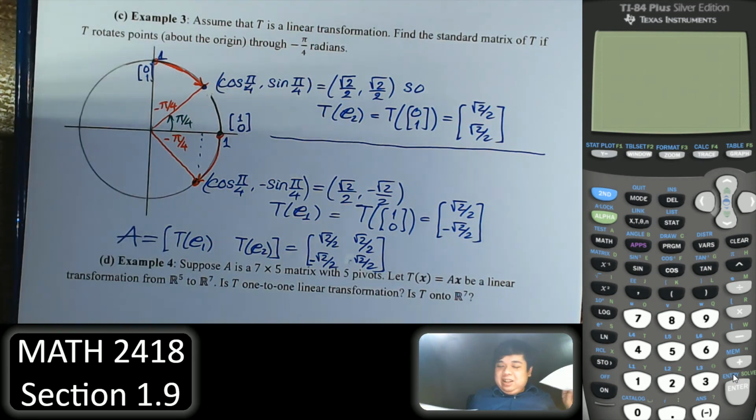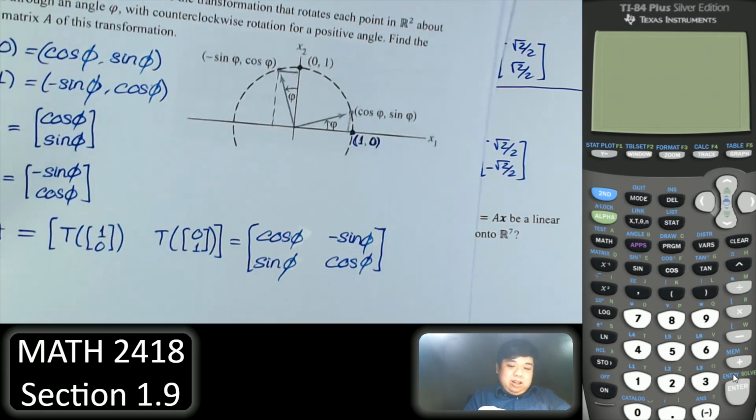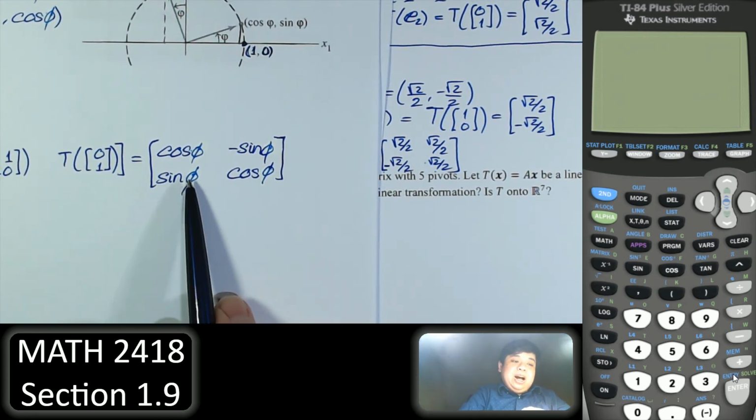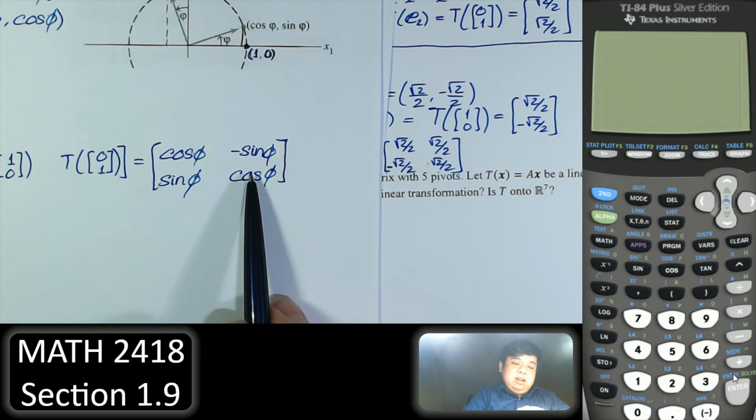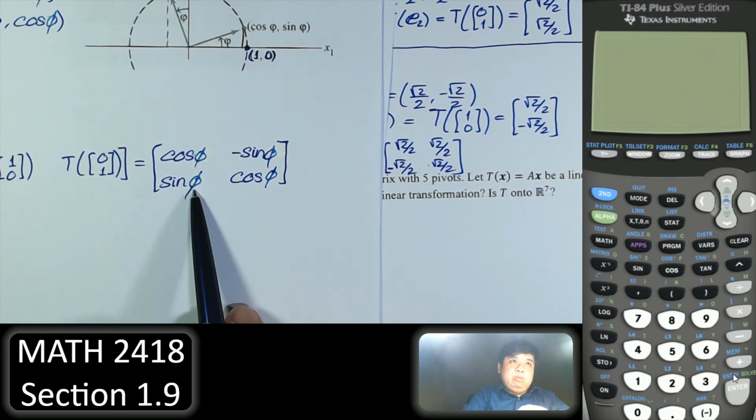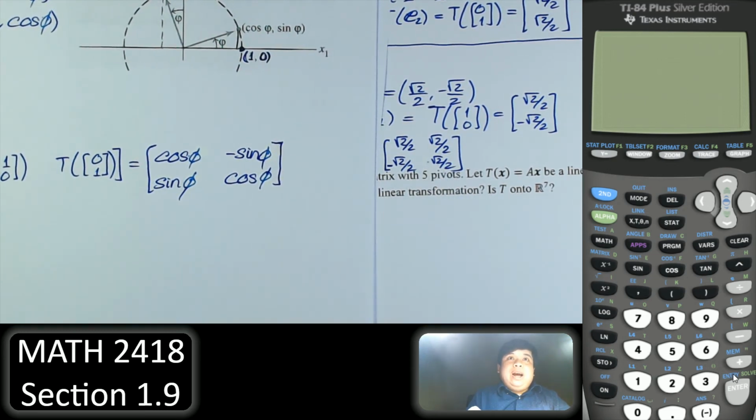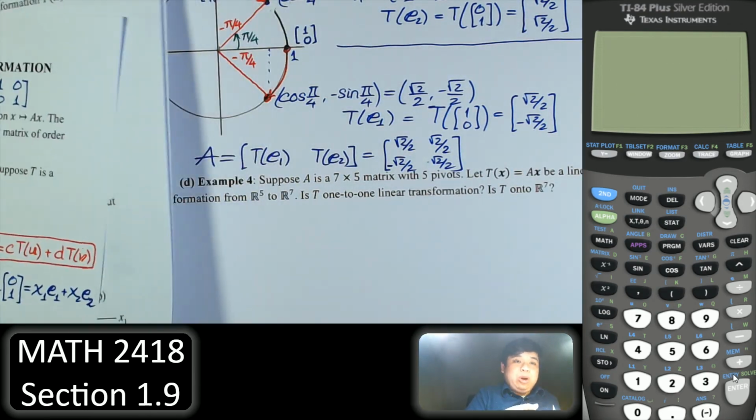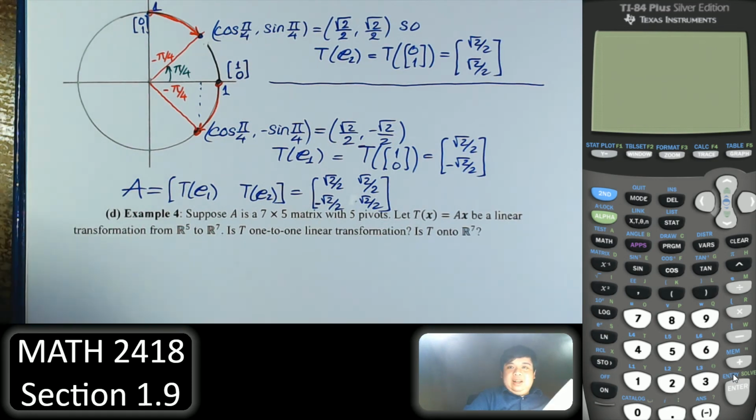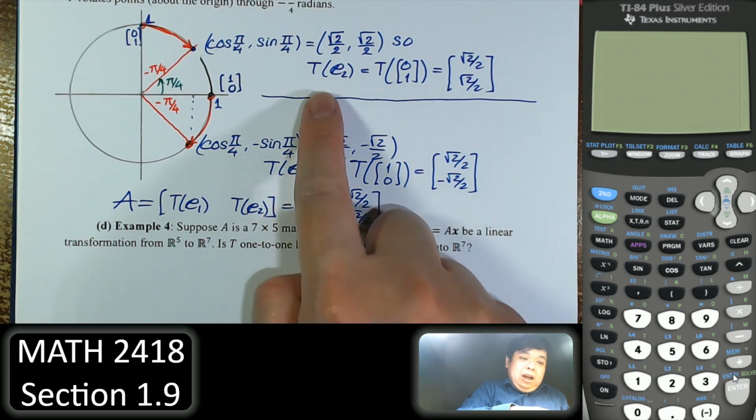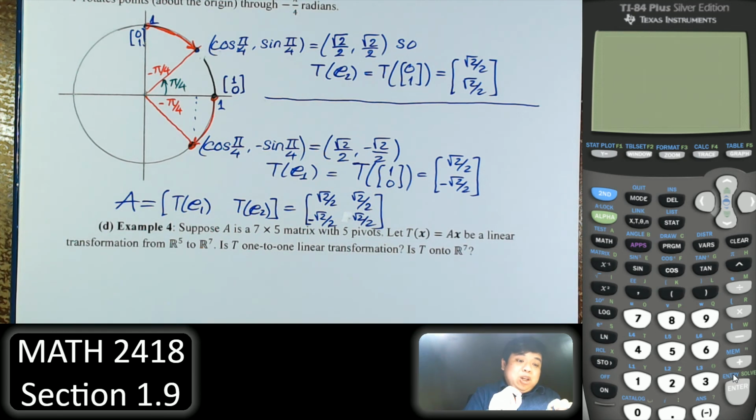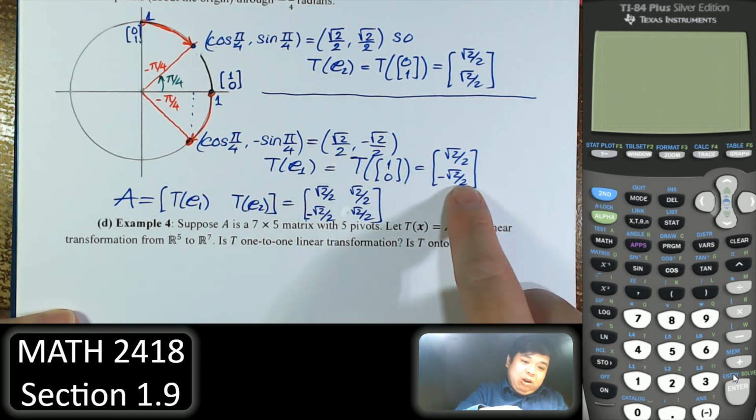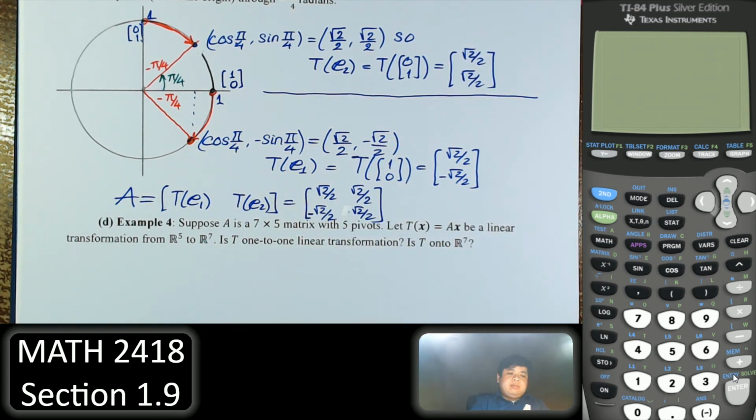Sorry. Now, if we check with what we have on page 37, if we replace negative pi over 4 into phi, we should have the same thing. I'll let you check that, but it will be consistent with what we have on page 37. Again, of course, you find T of E1 first and then T of E2, to make sure that you don't mix them up. Right, so that one first and that one second. All right.